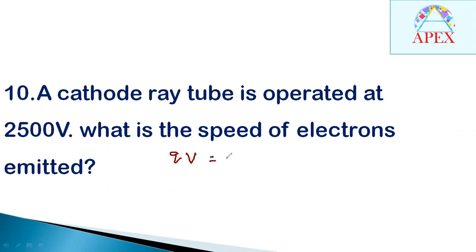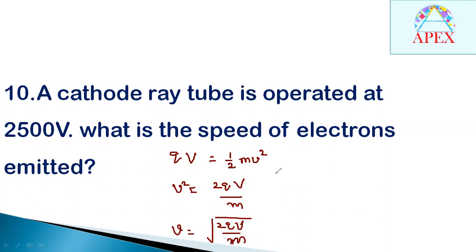And to calculate the speed, we have to equate it to half mv square. Q into potential equal to half mv square. So v square equal to 2QV by m. Then finally v is equal to root over 2QV by m. So finally you can substitute the values here: root over 2 into, what is the charge of electron?